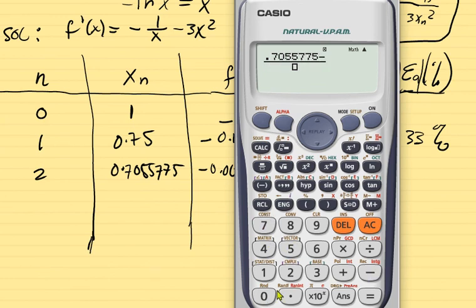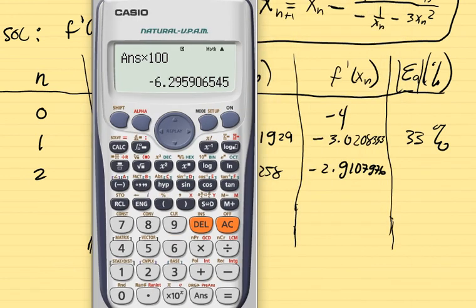And if you calculate for the approximate error, 0.7055775 minus 0.75 divided by 0.7055775 equals minus 6%.